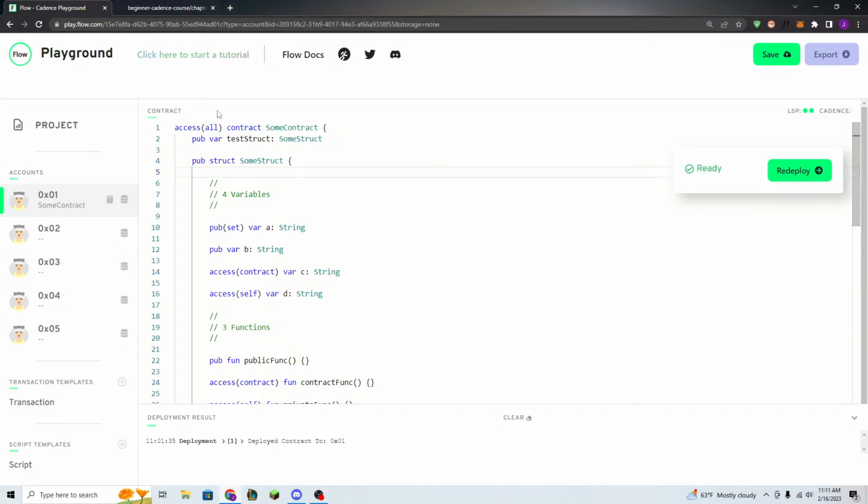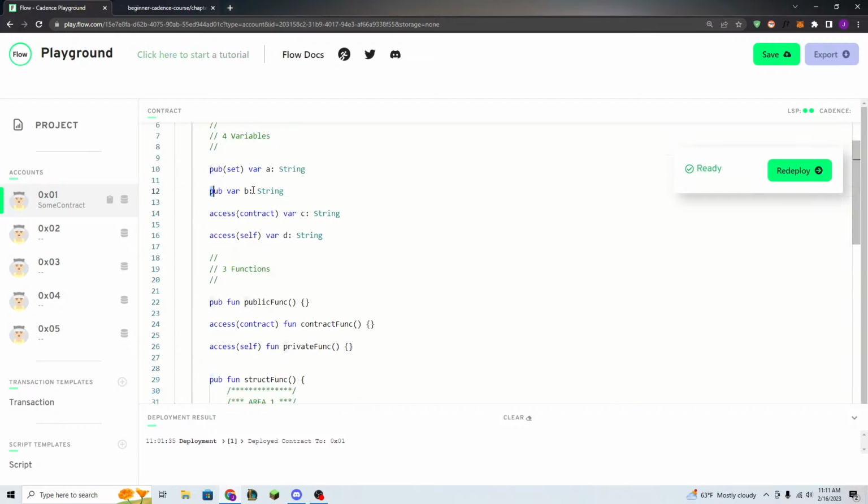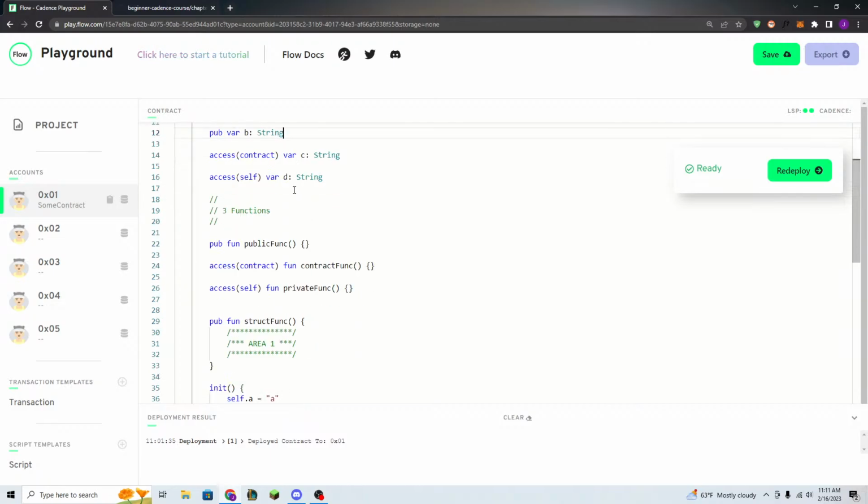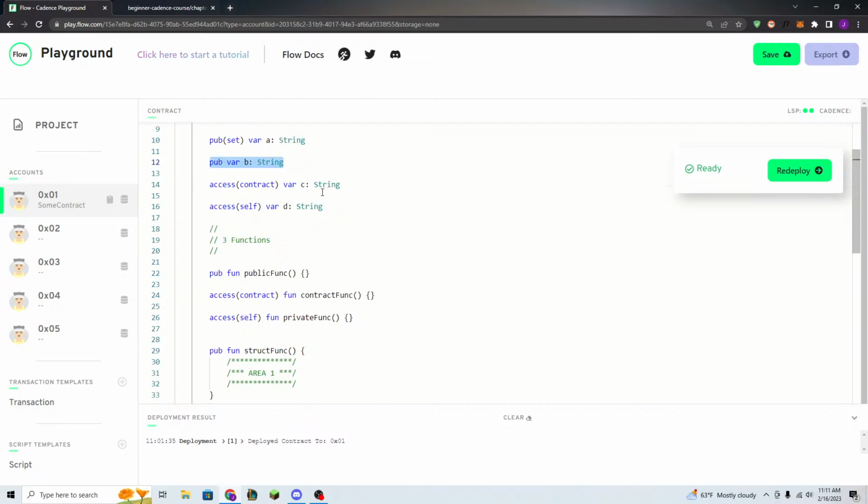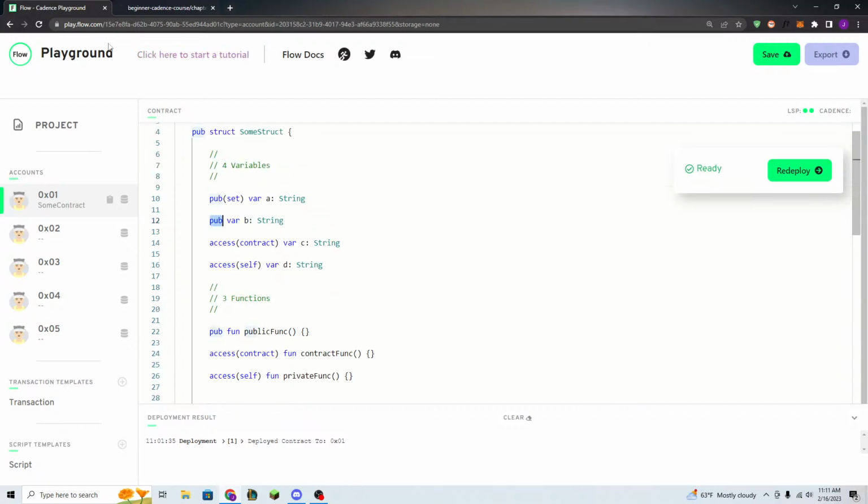But yeah. So let's say we have this contract called some contract. We have a struct called some struct, and inside that struct definition, we have public var b. So this is again pub. This var b is a string. So where can we read this variable? Can we read it inside of this struct function, if it has read scope all? What do people think?